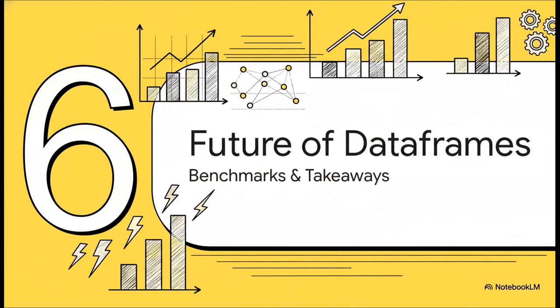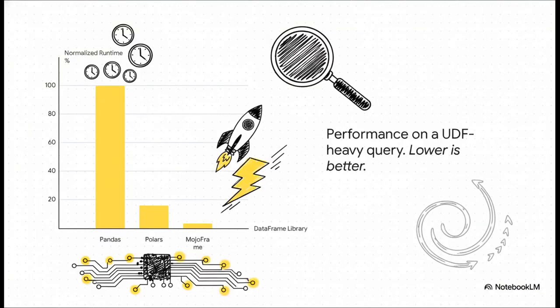Okay, a new architecture sounds really nice in theory, but does it actually deliver? Let's get to the part we've all been waiting for. Section 6, the future of data frames, with some benchmarks and takeaways. All right, take a look at this chart. This is performance on a query that's heavy on user-defined functions, or UDFs, which we all know can be incredibly slow in Pandas. We'll set Pandas as the baseline at 100%.